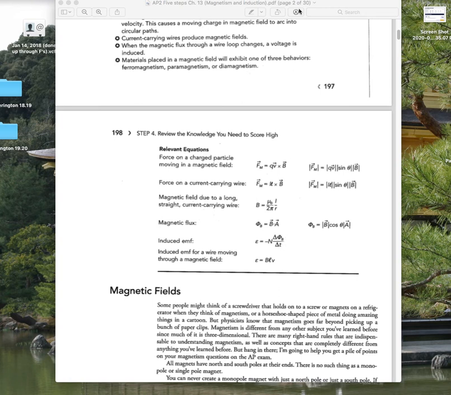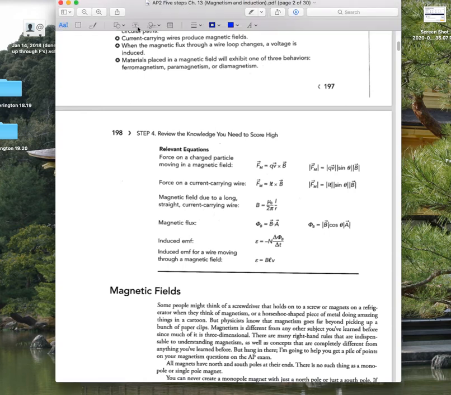So you could think of that also as EMF equals delta BA over delta t. So that's another way to think about that. This and this mean the same thing. Magnetic field strength is in Tesla, A is area, which is square meters, and the denominator is time in seconds. So this is Tesla meters squared per second.